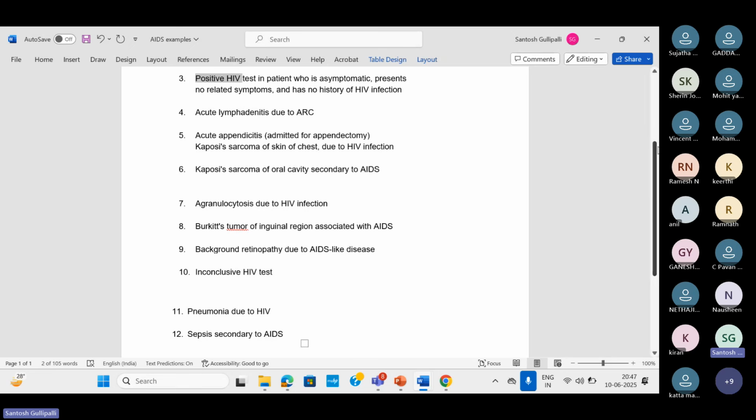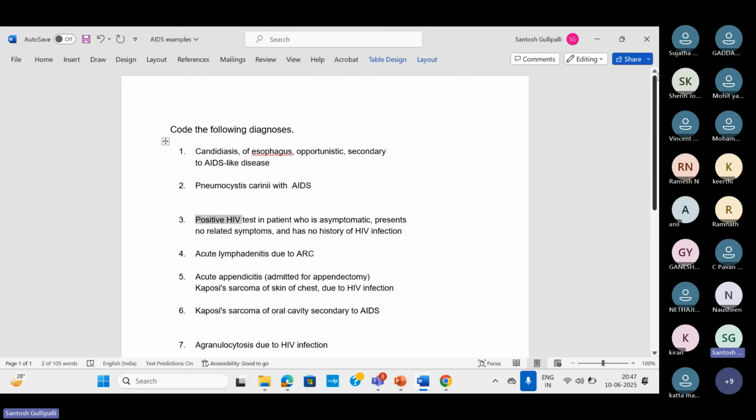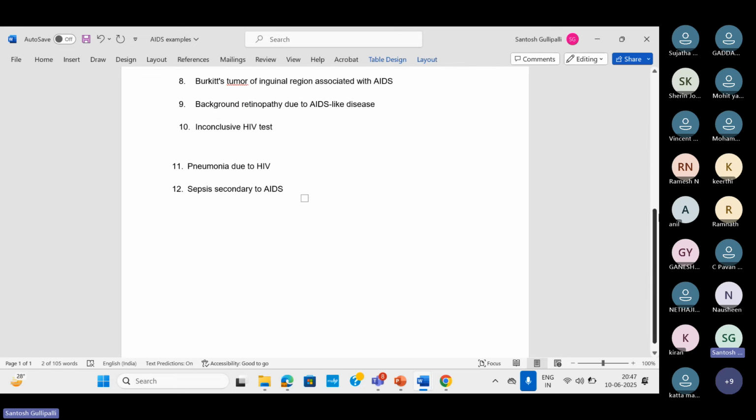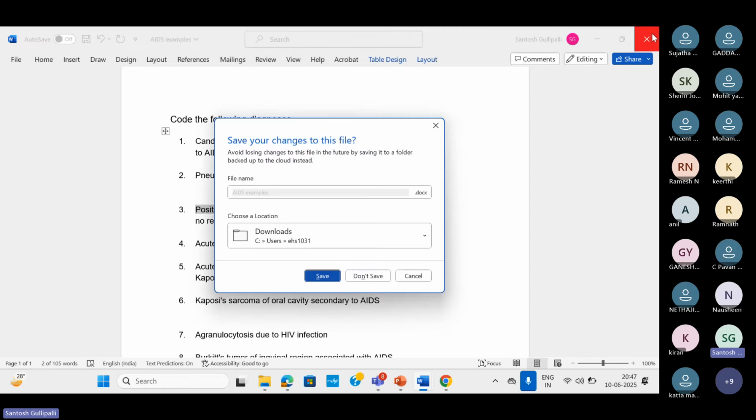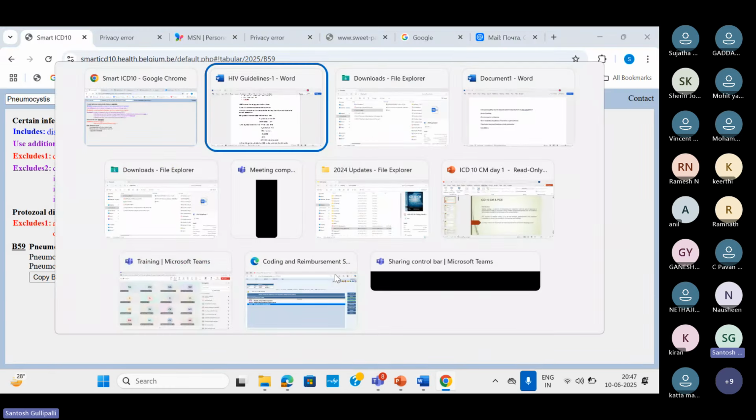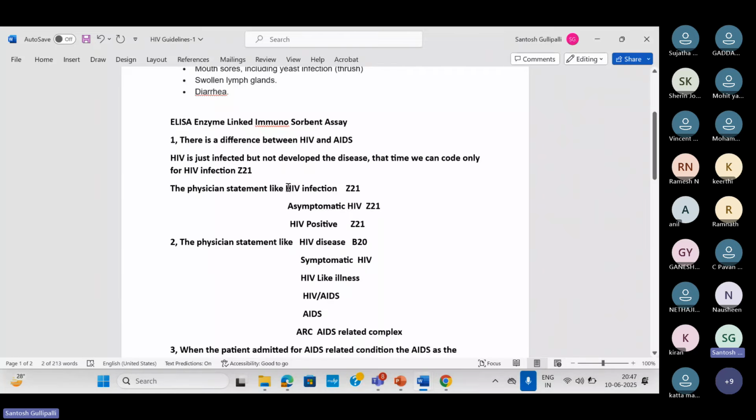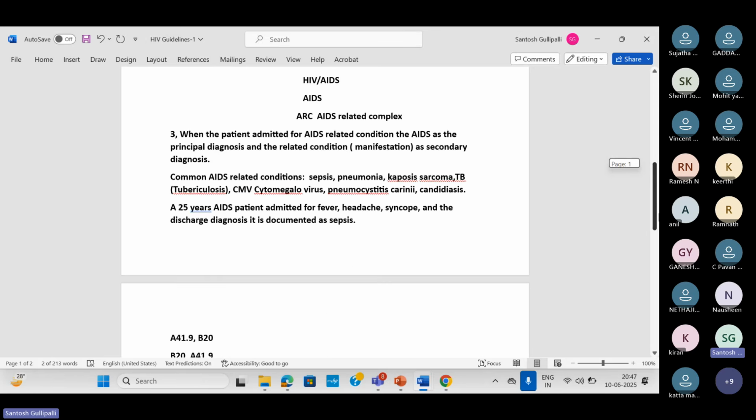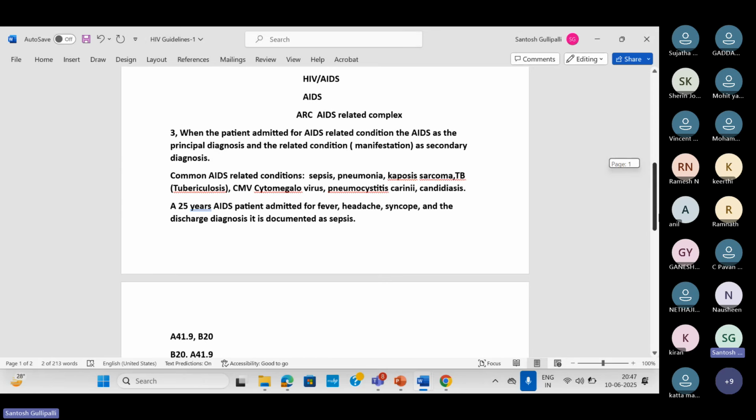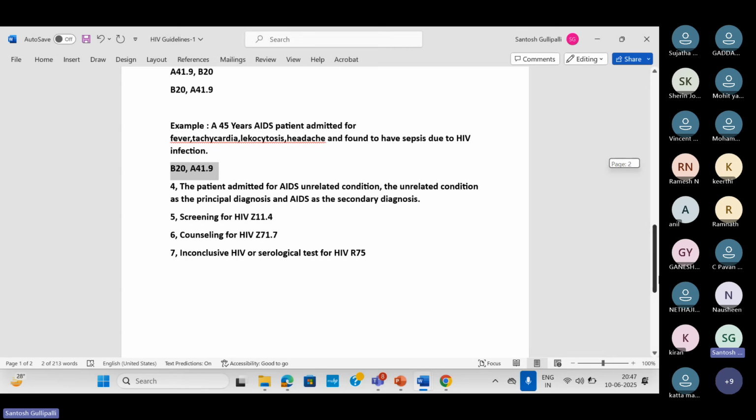Before that, you complete these examples, guys. I will share these examples in the group. First read the HIV guidelines and understand them. After that only, practice the examples. Clear, guys?